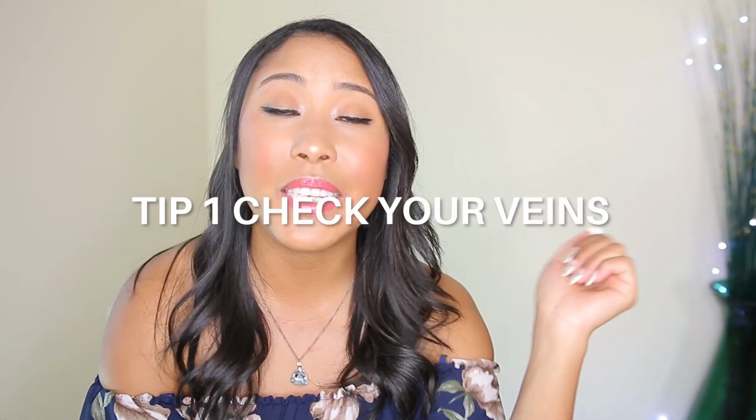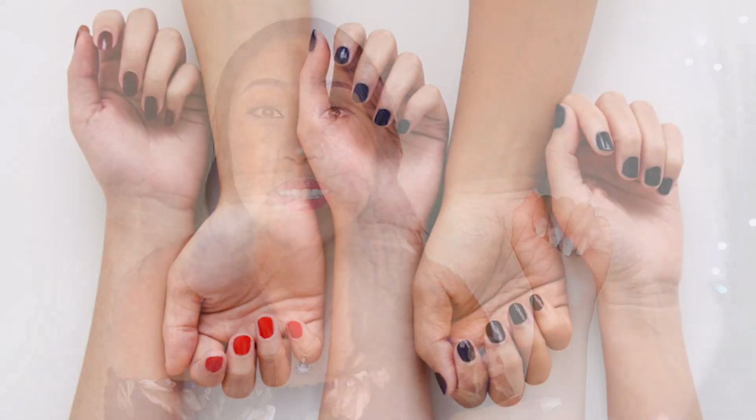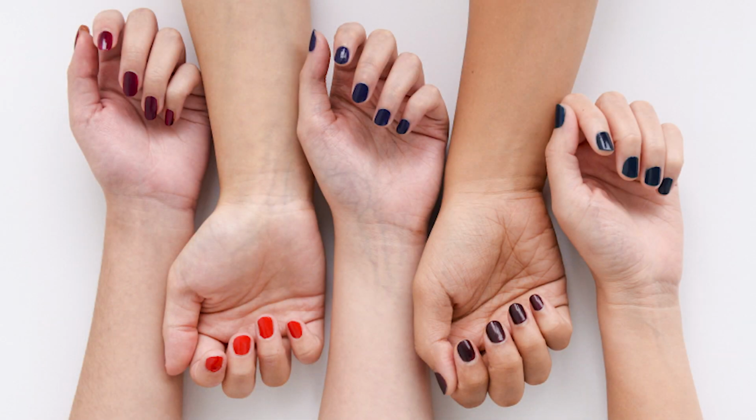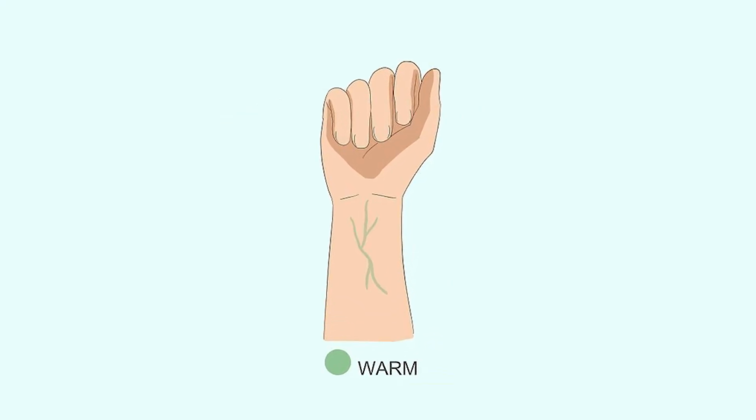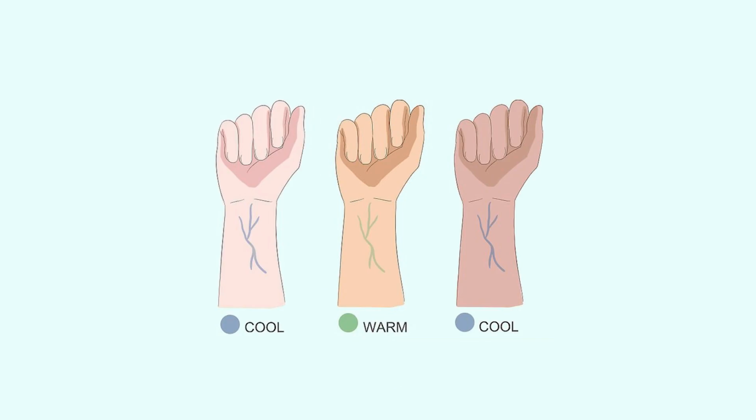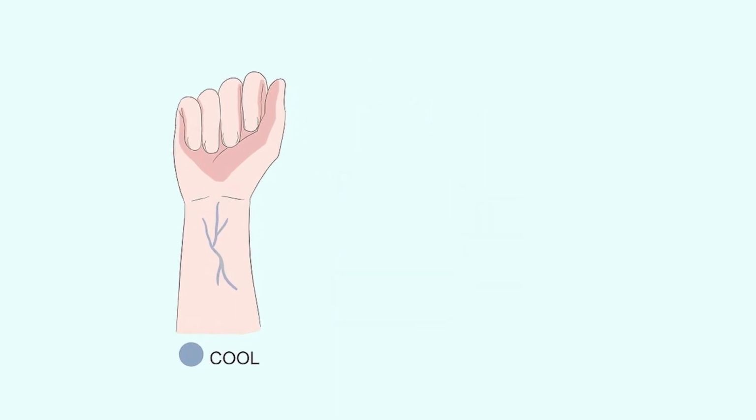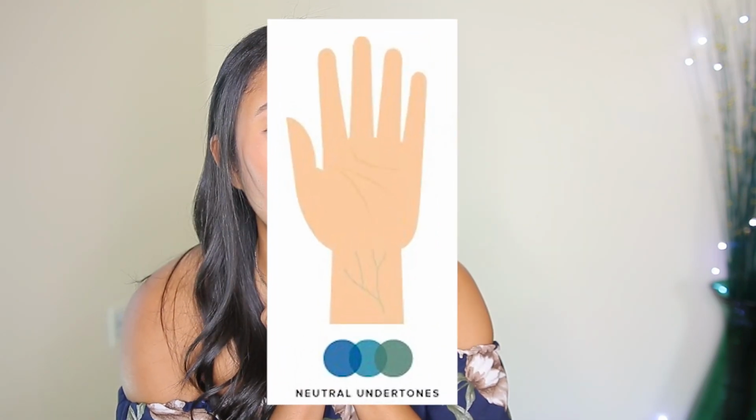Number 1 is to just check your veins, and you can easily find the veins on your wrist. What you will need to do is stand in natural light, so stand next to a window during the daytime, and you will be able to see what color your vein is. Is your vein green? If your vein is green, you have a warm skin tone. Is your vein purple or blue? If it's purple or blue, then you have a cold undertone. If you cannot tell what color your vein is, or it's a little bit of a mix between like green and blue, then you have a neutral undertone.